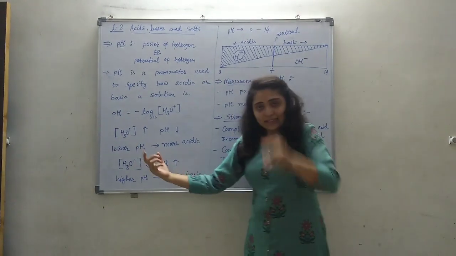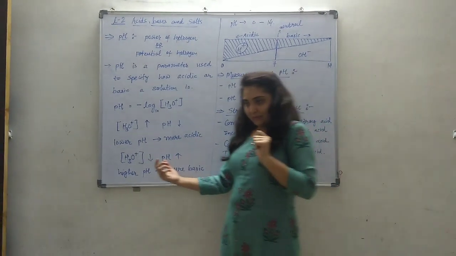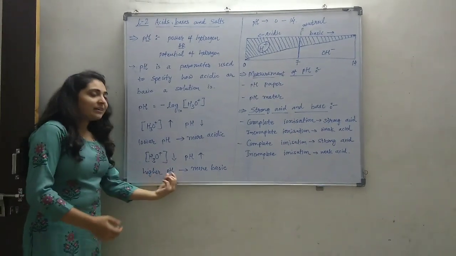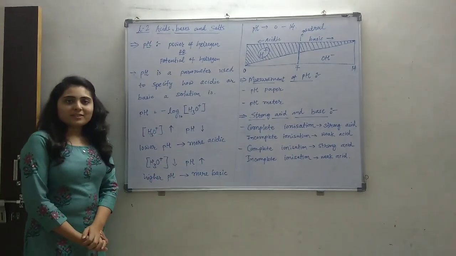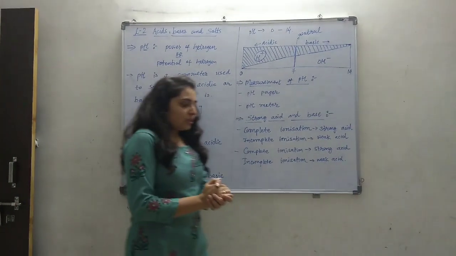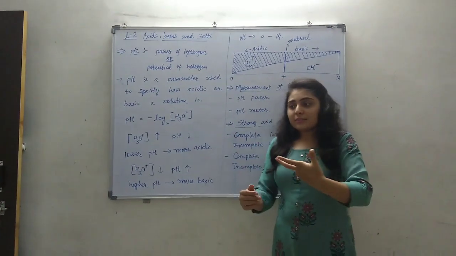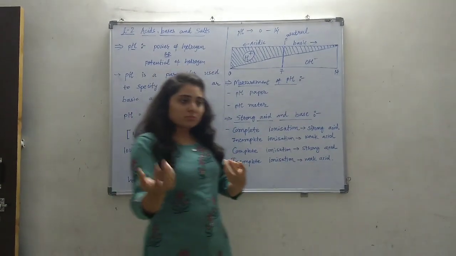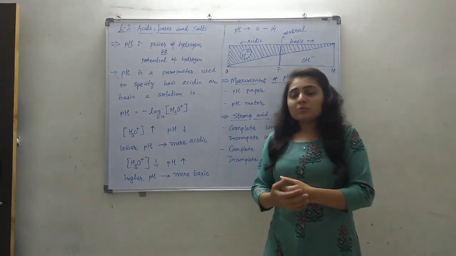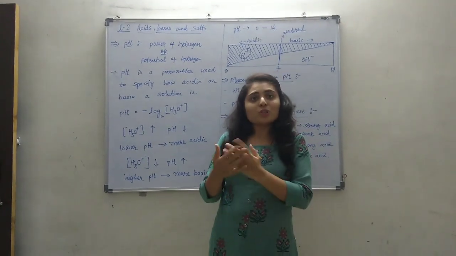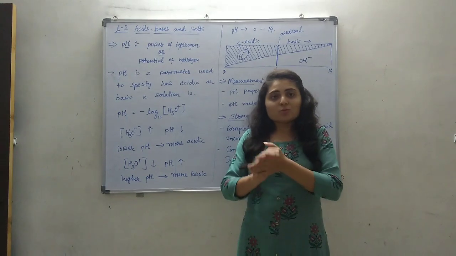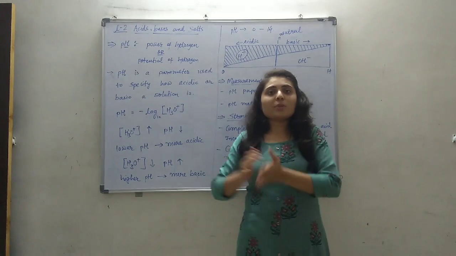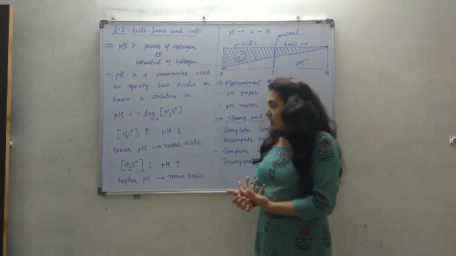So by decreasing H plus ion, basicity increases. We can say that the higher the pH value, the more basic the nature. Let us say solution A has pH value 4 and solution B has pH value 2. Which solution is more basic? The solution A having pH value 4 is more basic compared to solution B.